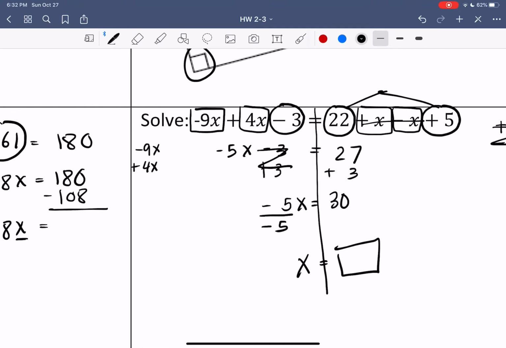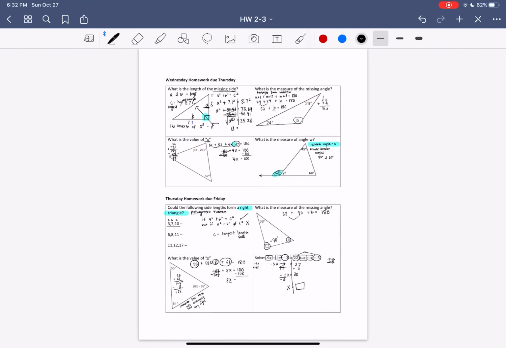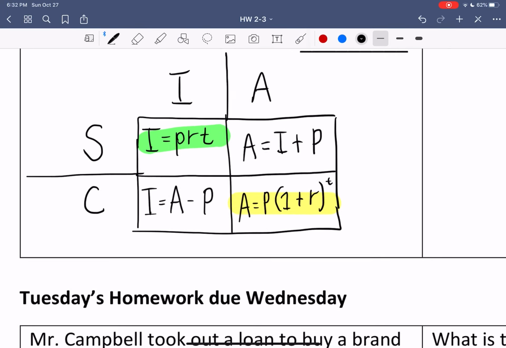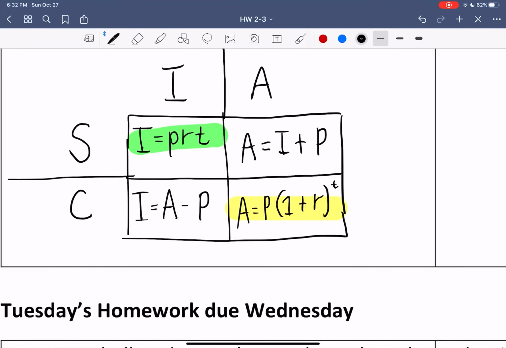Alright, I hope this is helpful. I think my favorite thing from this video is this chart here. If you can learn this, it will help you on your interest problems so that you don't get confused when they're asking for total or amount. You'll always know what numbers to plug in where.